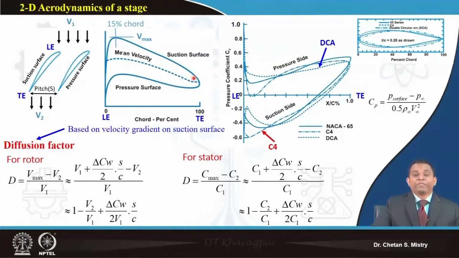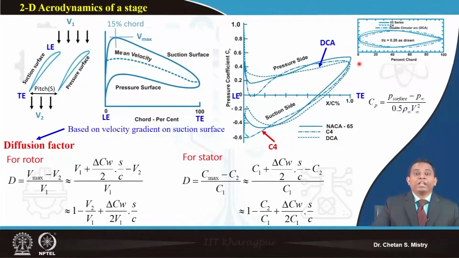And this together, if you join it, is what represents what is happening with my velocity on the surface of my aerofoil. Now, here, if you look, this represents my pressure coefficient versus my chord. This is what represents my leading edge, and this station represents my trailing edge.